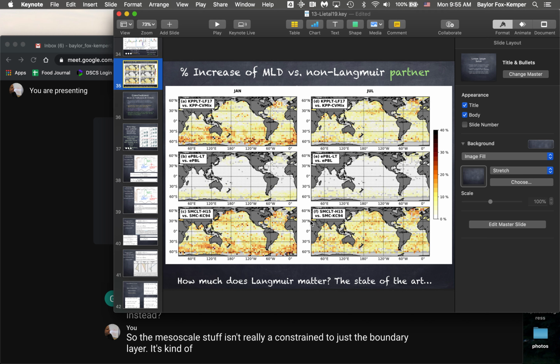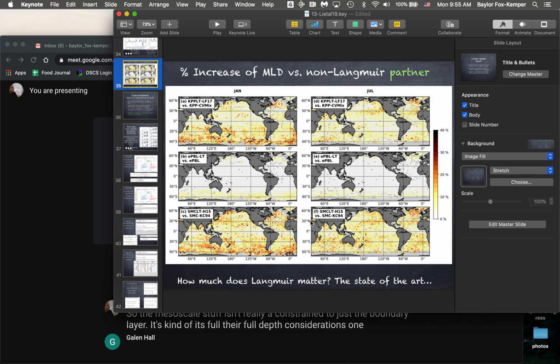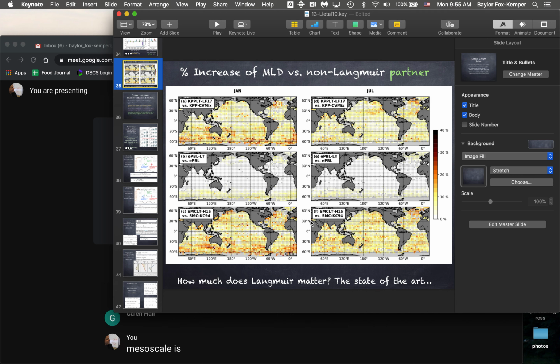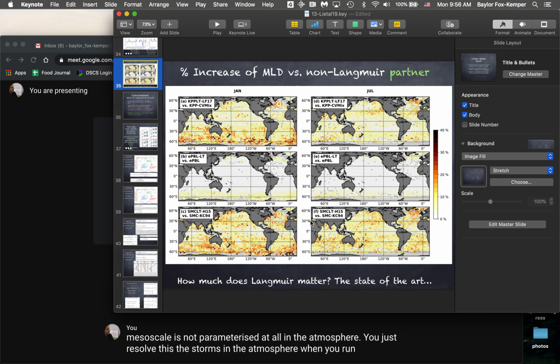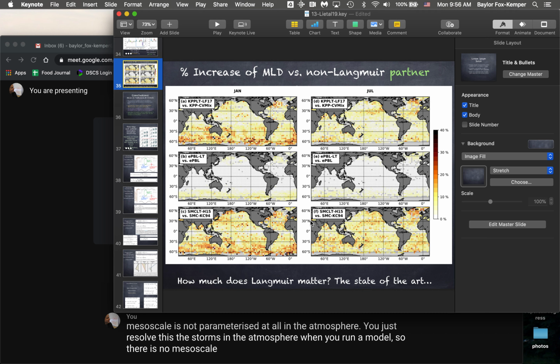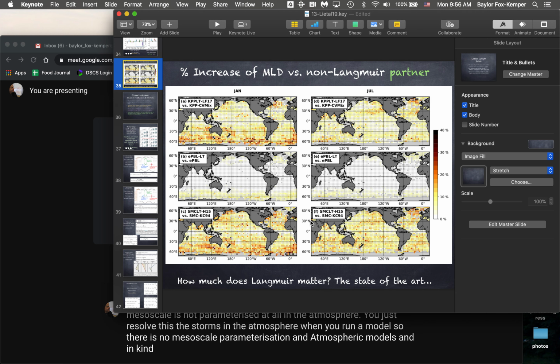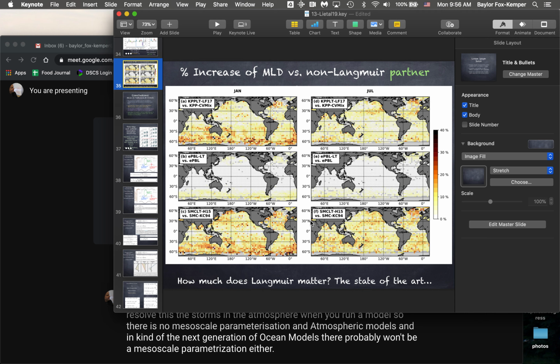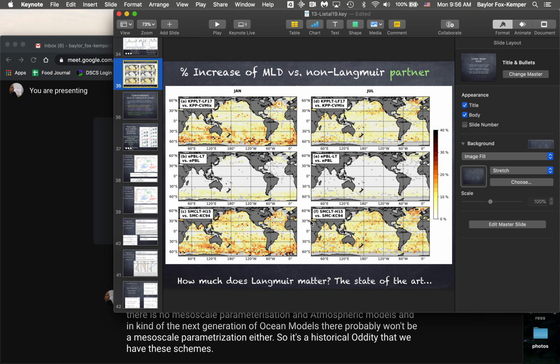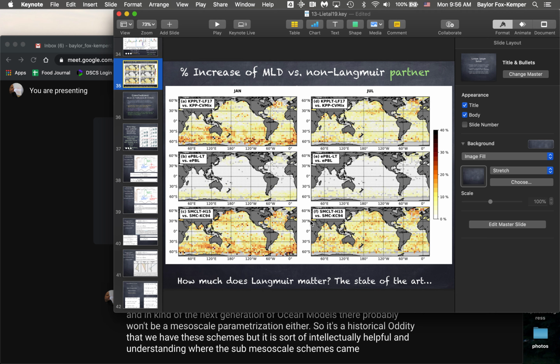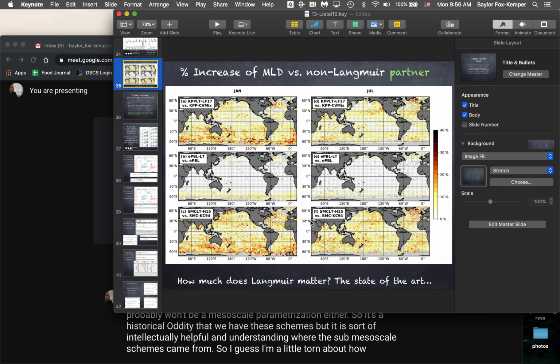They're full depth considerations. And two, the mesoscale is not parameterized at all in the atmosphere. You just resolve the storms in the atmosphere when you run a model. So there is no mesoscale parameterization in atmospheric models. And in the next generation of ocean models, there probably won't be a mesoscale parameterization either. So it's a historical oddity that we have these schemes, but it is sort of intellectually helpful in understanding where the submesoscale schemes came from. So I guess I'm a little torn about how to present this.